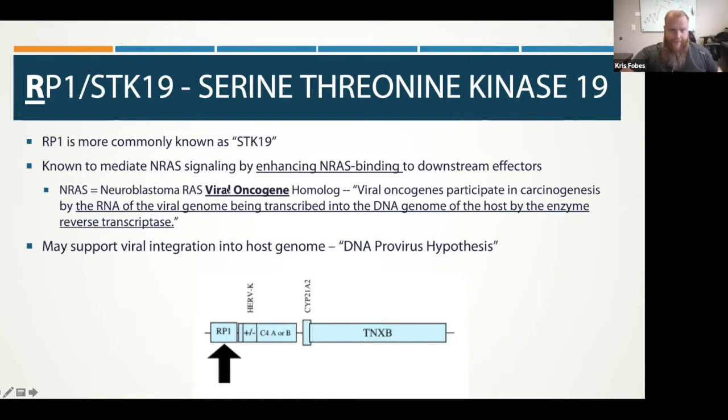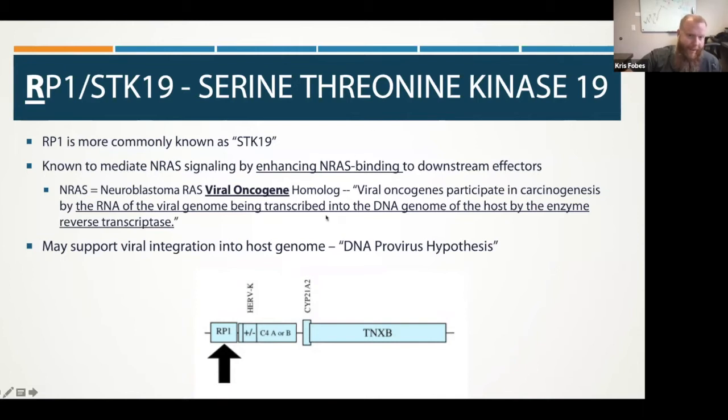NRAS is a viral oncogene homologue. That plays a role in the viral genome being transcribed into the DNA genome of the host via reverse transcriptase. So that's where we start seeing something like retroviruses, or where we start seeing these persistent pathogens that continue to replicate even after the acute phase that we think they're responsible for.